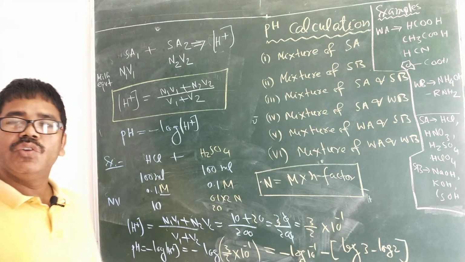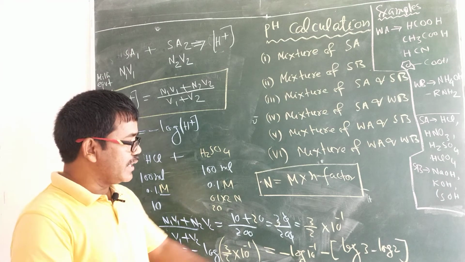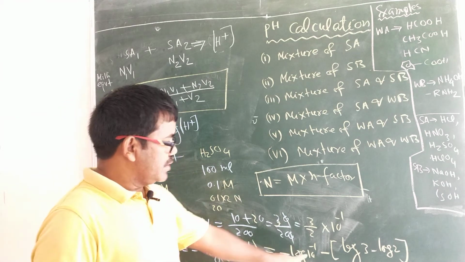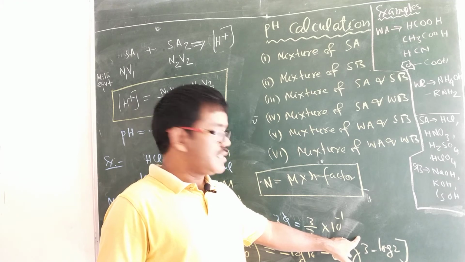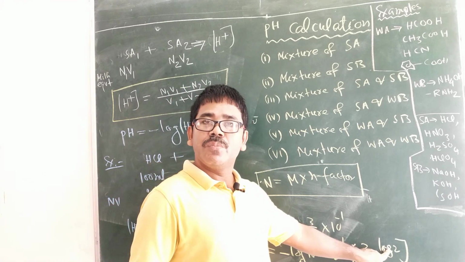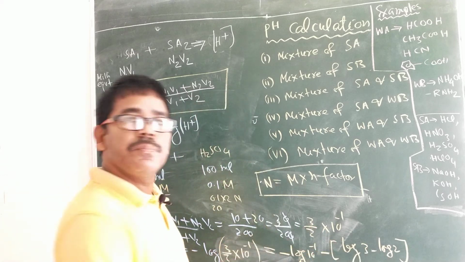If you solve, you will get the answer. This will be 1. This is minus log 3. Log 3 is 0.4771 and log 2 is 0.3010. If you solve it, you will get the pH.